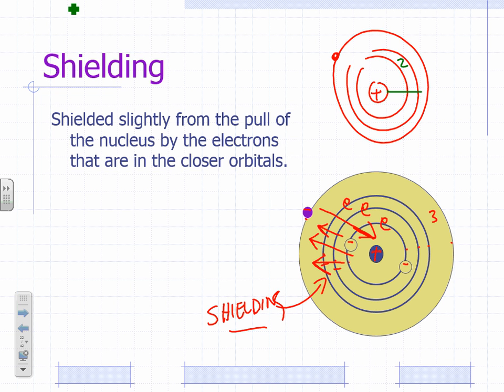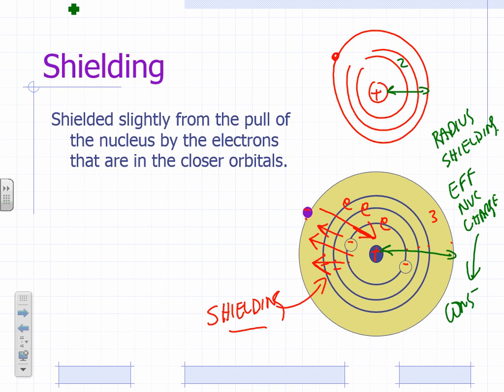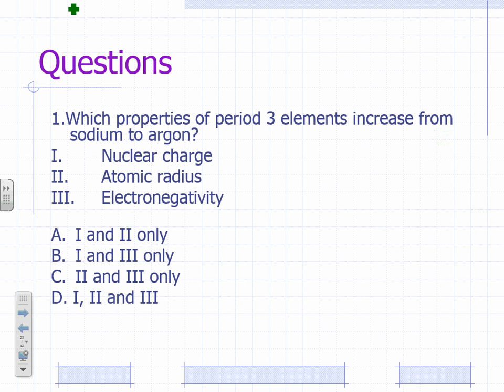Now, of course, the other thing is that the atomic radius is increasing. So a description of the trend in electronegativity down the group should also consider radius and shielding. But this time, not the effective nuclear charge, because down a group, the effective nuclear charge remains constant. Okay, questions?